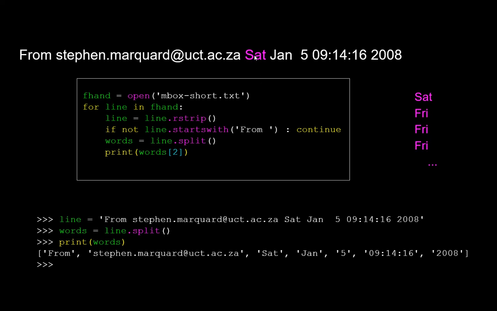So it's going to go through all these lines in our file, and it's going to catch the date that the email was sent or received, in this case, I believe. So this is going to be our output here.